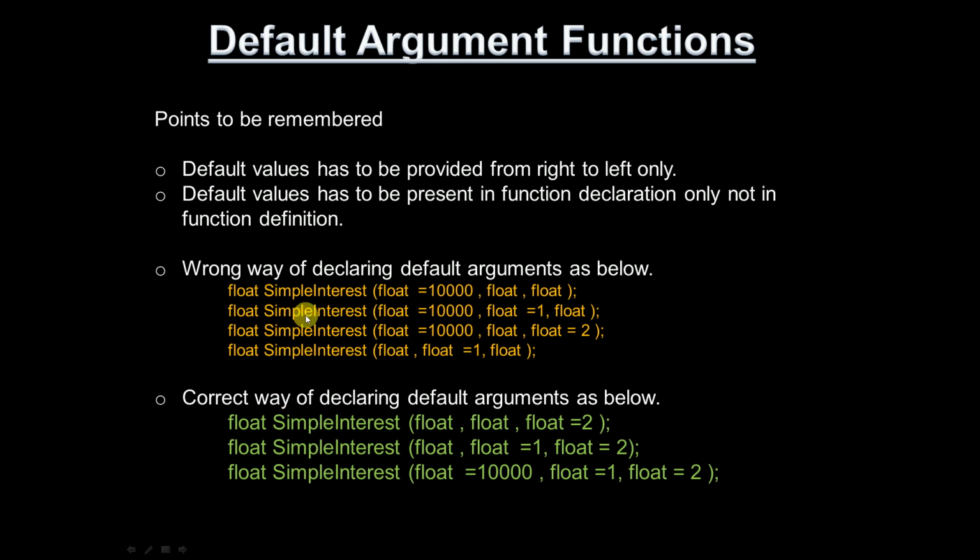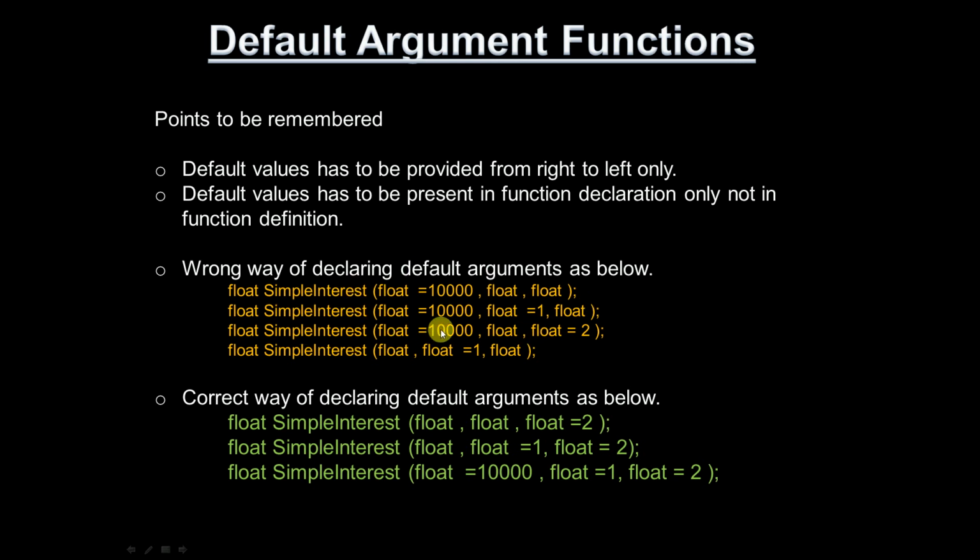So now, I have said we have to give the default values from right to left. So this is a wrong declaration. See here I have started from left. For the left value I have given, but not to the right arguments. So this is wrong. And second, this is also wrong. You have now provided for the first argument and second argument, but not the last argument. Here you have started with the right, but in between you have missed. So this is also a wrong declaration. And we have given only to the second argument. This is also wrong.